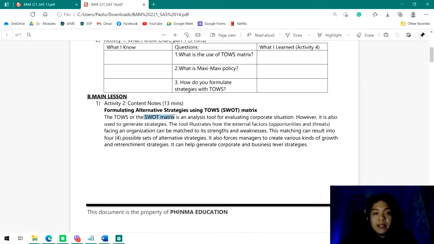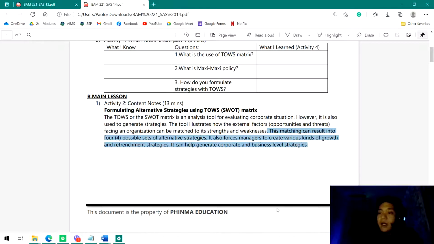TOWS, or the SWOT matrix, is an analysis tool for evaluating corporate situations. However, it is also used to generate strategies. The tool illustrates how the external factors, which are the opportunities and threats, facing an organization can be matched to its strengths and weaknesses. This matching can result in 4 possible sets of alternative strategies, and it also forces managers to create various kinds of growth and retention strategy. It can also help generate corporate and business level strategies.